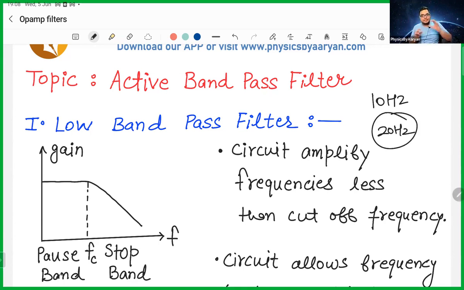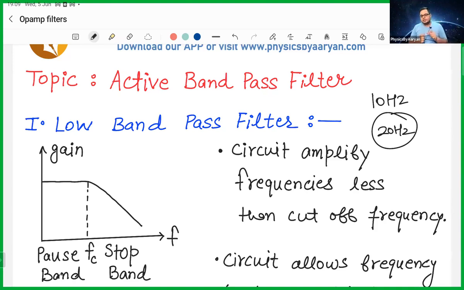Now the problem is that this 10 and this 20 will interfere with each other. I have a very big problem, because I want to study my 20 hertz frequency, but in the background 10 is also there. So I'm getting both signals and I'm getting confused, because they are getting mixed up and I am not getting what I want. So I want to stop this 10. I don't want this 10 to be observed. So what I do is I use a filter.